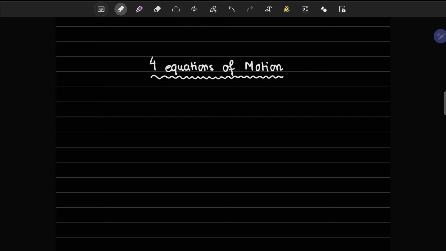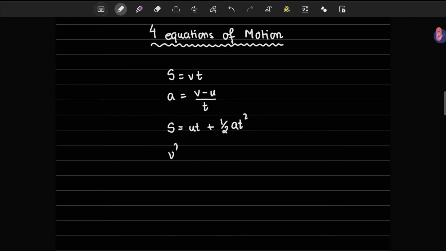So the four equations of motion are S equals Vt, A is equal to V minus U over T, S equals ut plus half times A times t squared, and of course V squared equals U squared plus 2 times A times S.